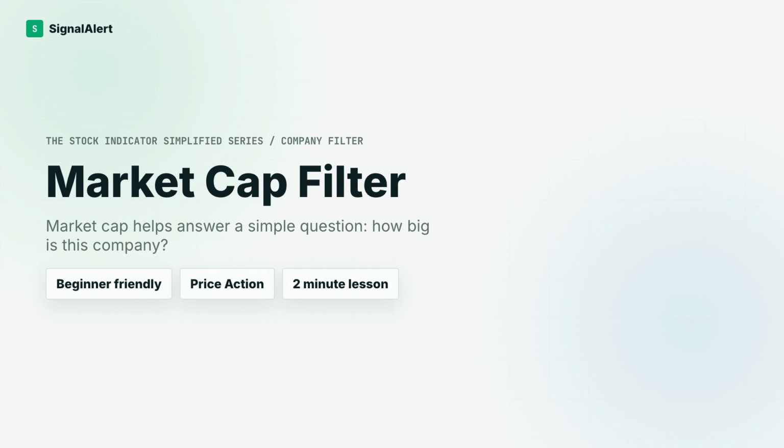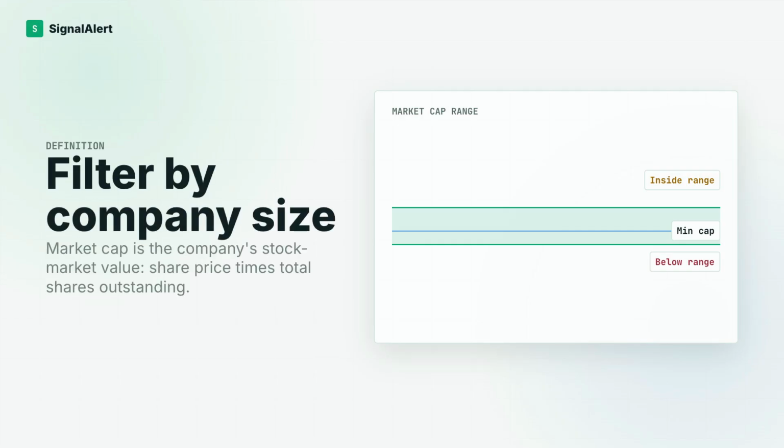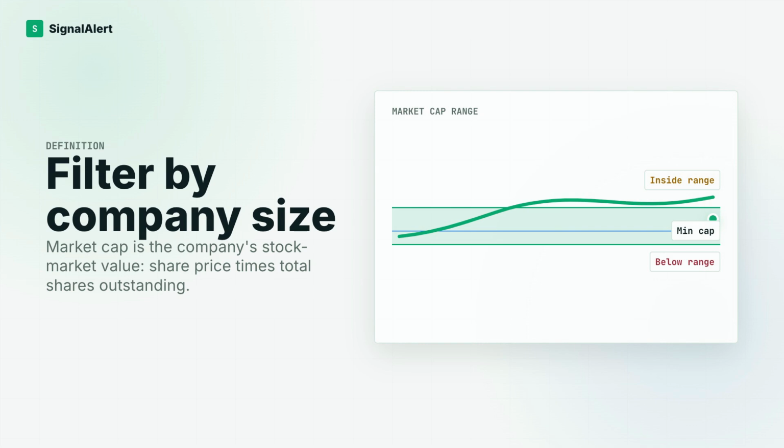Today we are looking at market cap filter. This one is a little different from chart indicators like RSI or moving averages. Market cap does not tell you whether price is going up or down today. It helps answer a simpler question. How big is this company in the stock market?